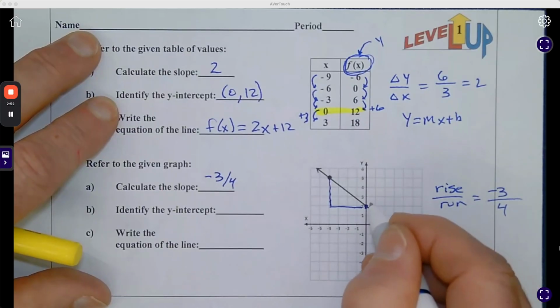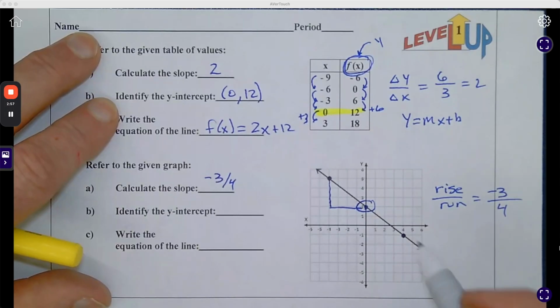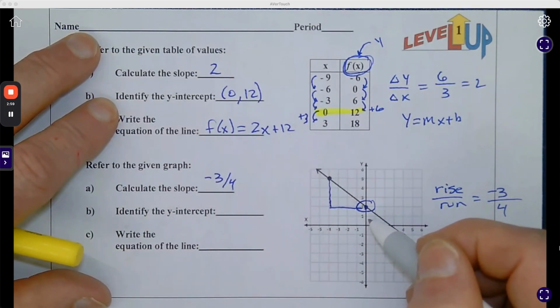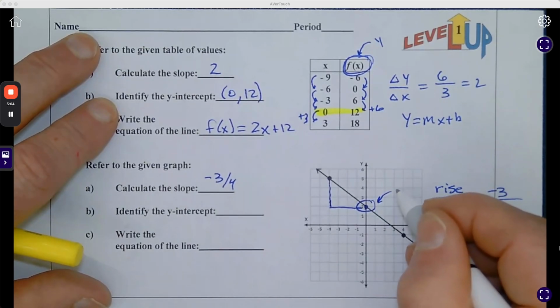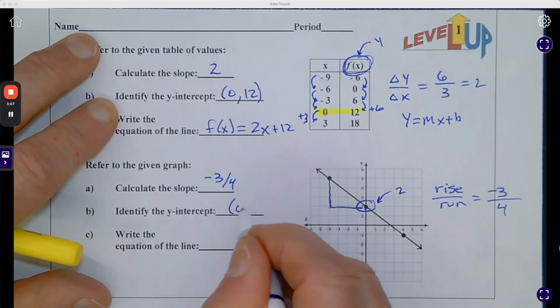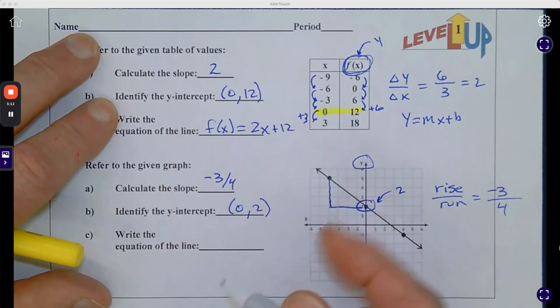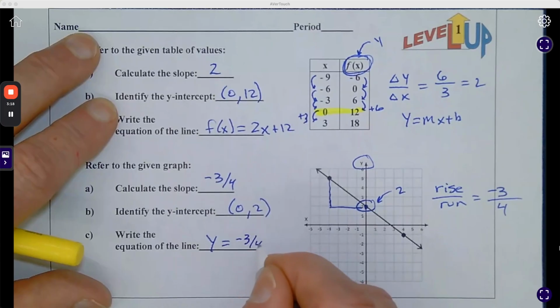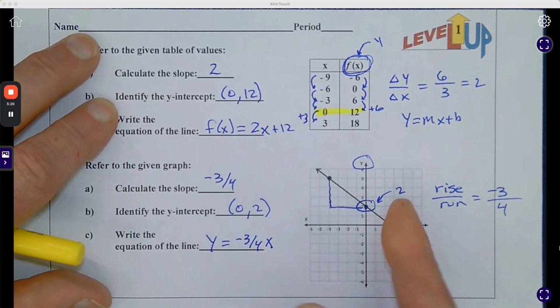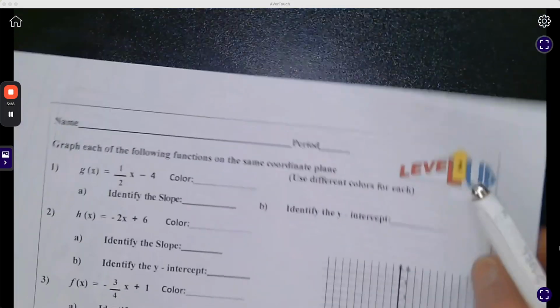Identify the y-intercept. The y-intercept is where you cross the y-axis. So the y-intercept is right there. It looks like 2. And remember, the y-intercept is always an ordered pair. So (0, 2). Let's write our function. Output variable is y. Rate of change is negative 3/4. Input variable x plus b. If b is negative, then I would put minus b. All right, let's keep going.